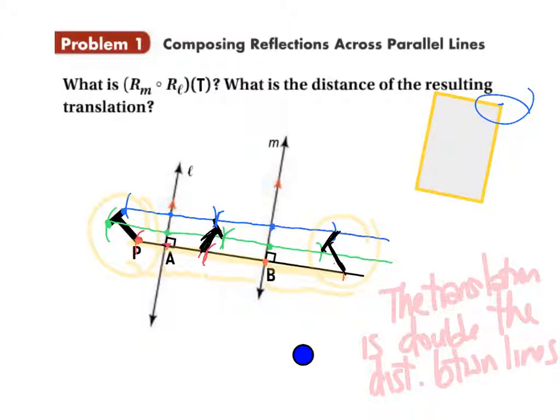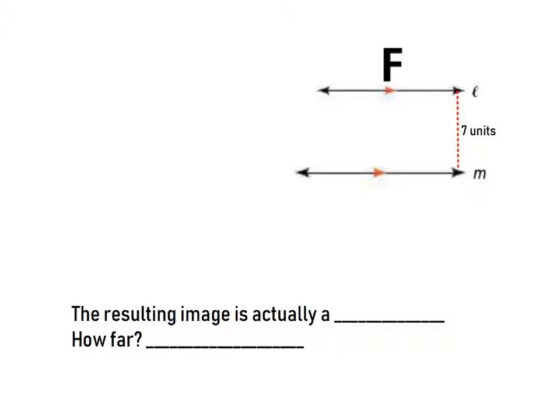So if you know how far it is between your two lines, you'll know that your translation actually ends up being double that. So if you look at this F, if I were going to reflect this F over L and then over M, and it's going to reflect over parallel lines, the resulting image should actually be a translation. It's going to look like a translation. And how far? Well, if the distance between the lines is 7 units, after I get done reflecting it, it's going to be double that. So this is actually a translation, and it's going to end up being 14 units.